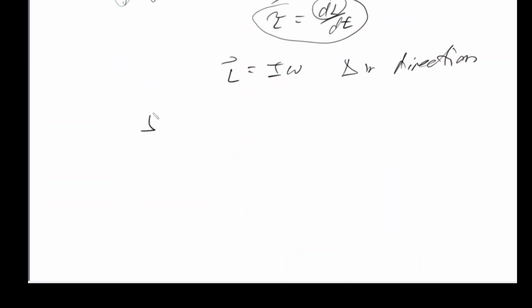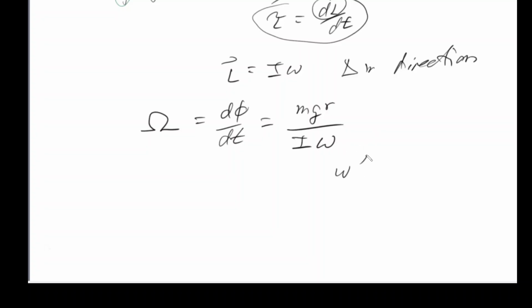So if we call omega the precession rate, that's equal to the change in the angle, d phi dt, which, if you do the calculations, comes out to mgr over I omega. And as you can see, as omega increases, the precession rate decreases, and vice versa. So the faster the wheel is spinning, the slower the precession rate.